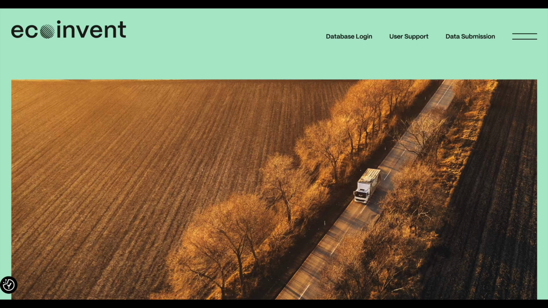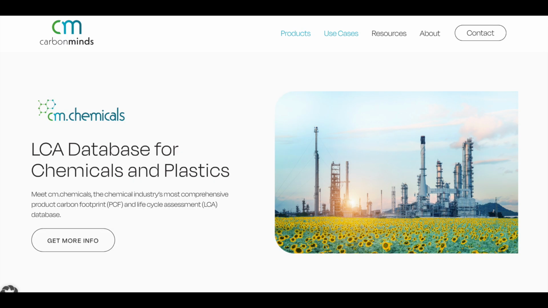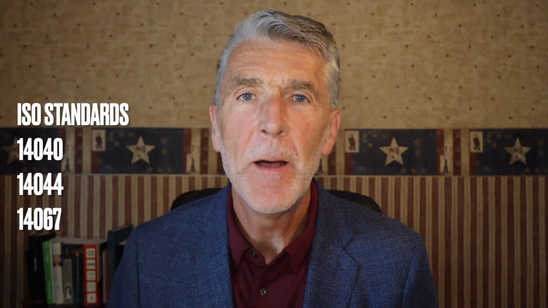Among those are databases available from companies like EcoInvent. There's a large list of standard databases, third-party, available on the GHG Protocol Lifecycle Database website. And Carbon Mines, another company, also has a fairly extensive database. There are standards, as I mentioned, in particular ISO standards 14040, 14044, and 14067. Most big companies, most big chemical companies today are measuring their product carbon footprint.